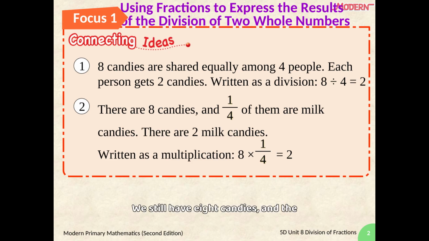We still have 8 candies, and the math tells us that 1/4 of them are milk candies. To find how many that is, we multiply 8 by 1/4. And guess what? Look at the result. 8 times 1/4 is also 2. Do you see the magic happening here? Dividing by 4 and multiplying by 1/4 gave us the exact same result. It's like they are mathematical twins. One uses the division sign, one uses fractions, but they are both telling the same story.